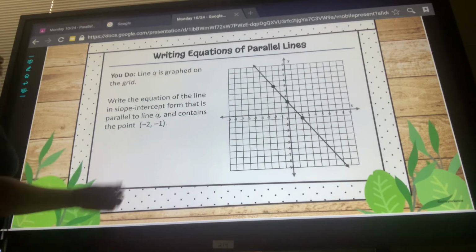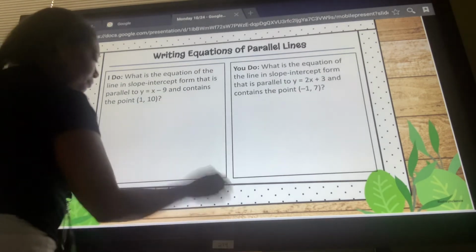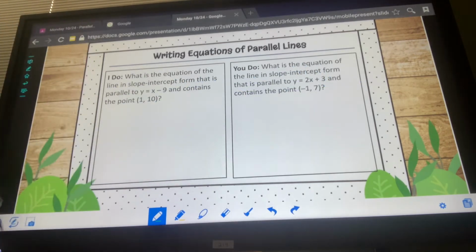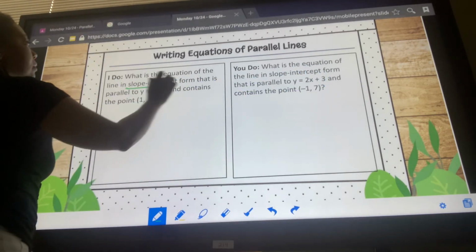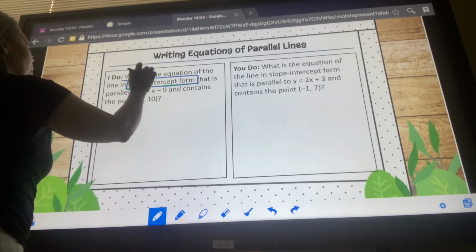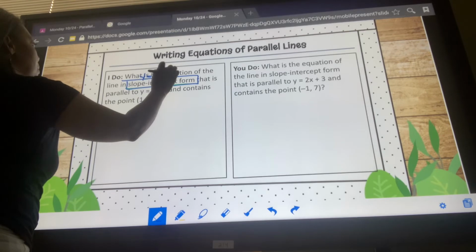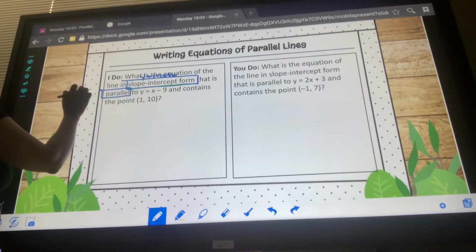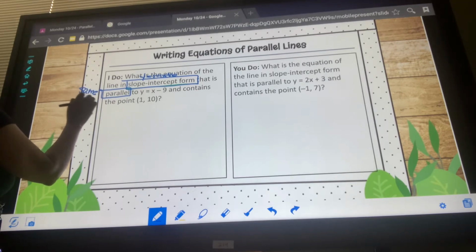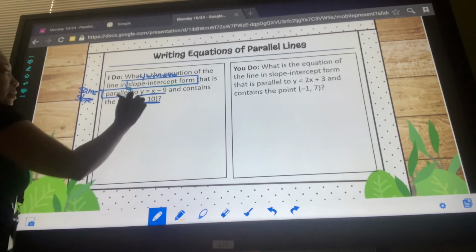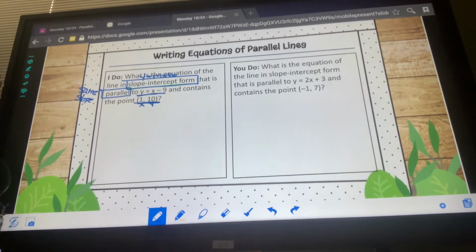All right, let's go to our next example. This is what your homework is like. This time we want an equation written in slope-intercept form, again y equals mx plus b. Parallel, which means same slope. We have the equation, and we have the point. So we know we got an x here and a y.